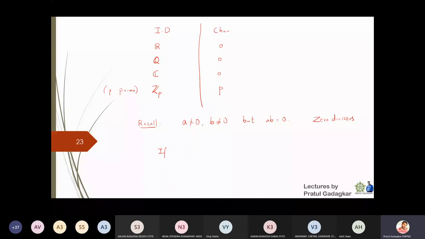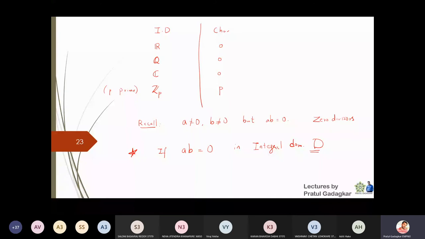if AB is equal to zero in an integral domain, this is a very important remark. Do not forget this. If AB is equal to zero in an integral domain, now what is an integral domain? It does not have zero divisors. So in an integral domain D, suppose I'm calling that integral domain D, if I get that the product of two numbers is equal to zero, then I know that this integral domain does not have zero divisors. It cannot contain zero divisors.